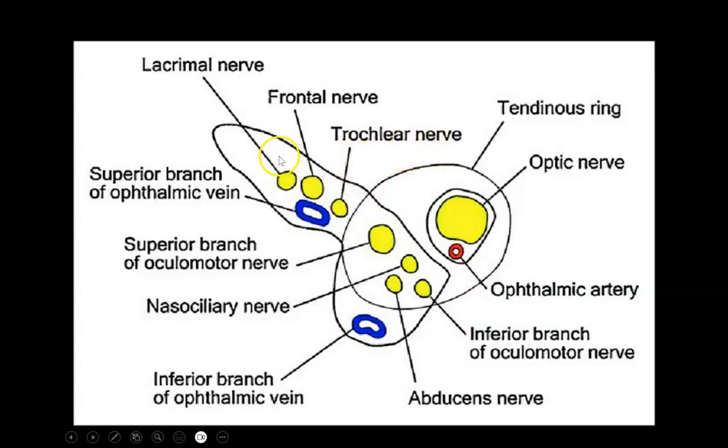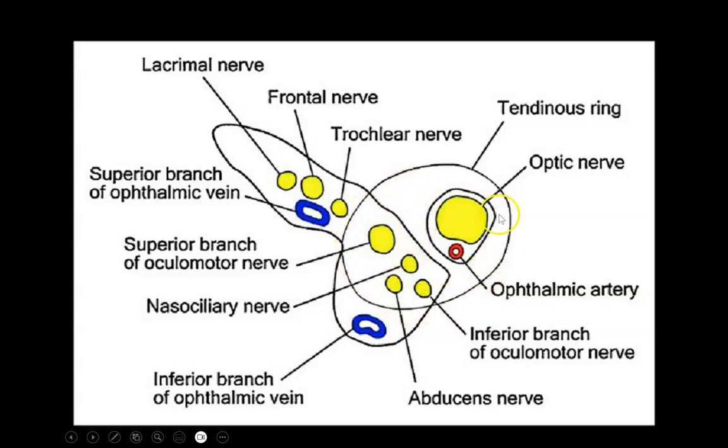These are the contents of the superior orbital fissure, and as we said before, it contains the lacrimal, frontal, trochlear, and superior division of oculomotor, nasociliary, abducent, inferior division of the oculomotor.